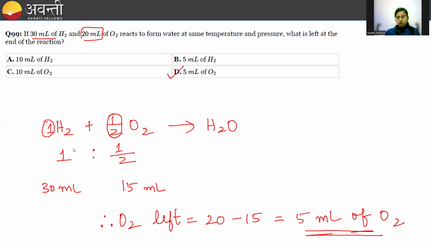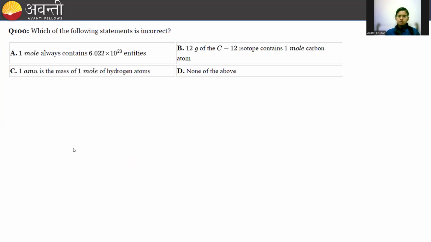Very easy. Now moving on to the last question for this session. Which of the following statements is incorrect? So we have 3 statements and a none of the above option. So let's check one by one. Option A says that 1 mole always contains 6.022 into 10 to the power 23 entities. Yeah. So 1 mole is equal to the Avogadro number of entities. That is correct. 12 gram of the carbon-12 isotope contains 1 mole of carbon atoms. Yeah. In 1 mole of carbon atoms, we have 12 gram of the carbon-12 isotope. So that is the definition for 1 mole.